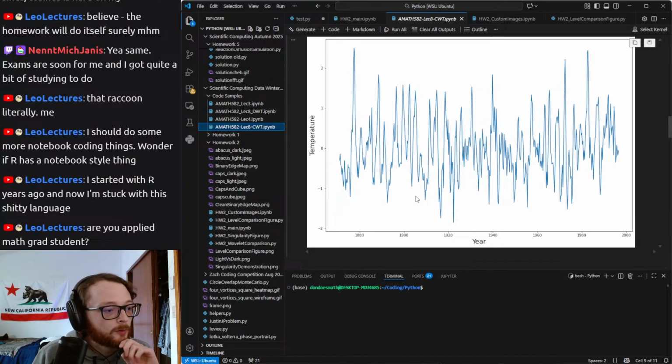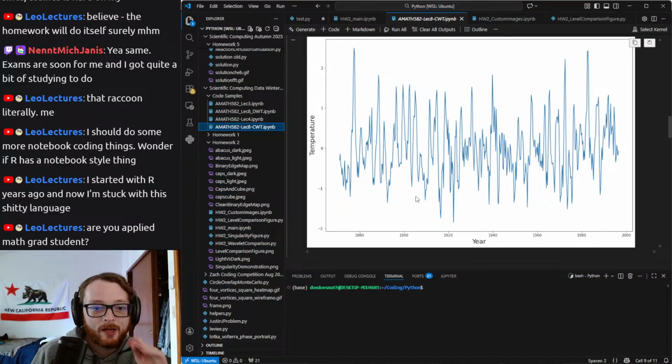You should do some more notebook coding things. Wonder if R is a notebook-style thing. Maybe, I don't know. Jupyter notebooks are cool for certain things, but I'm not completely sold on them. Started with R years ago, and I'm stuck with this shitty language. Yeah, I'm an applied math grad student. I'm going for a master's.